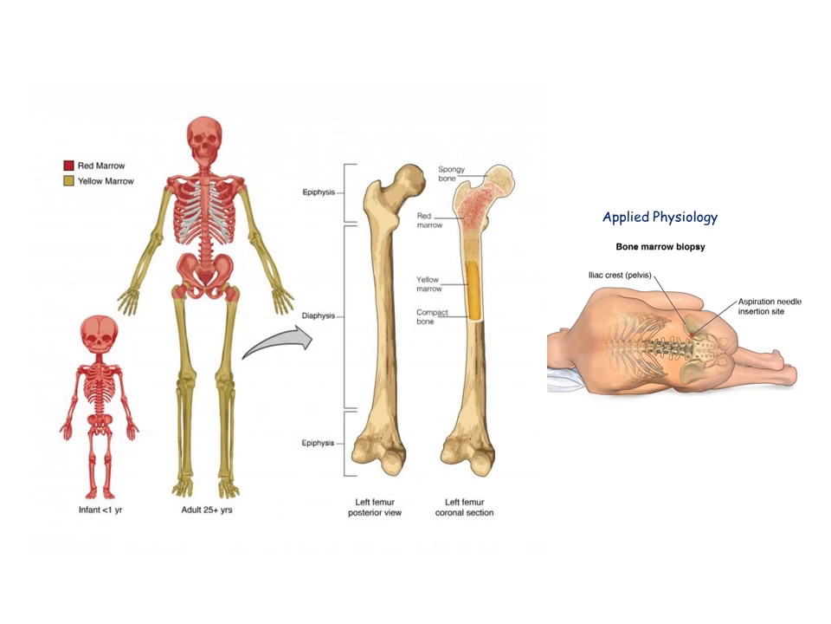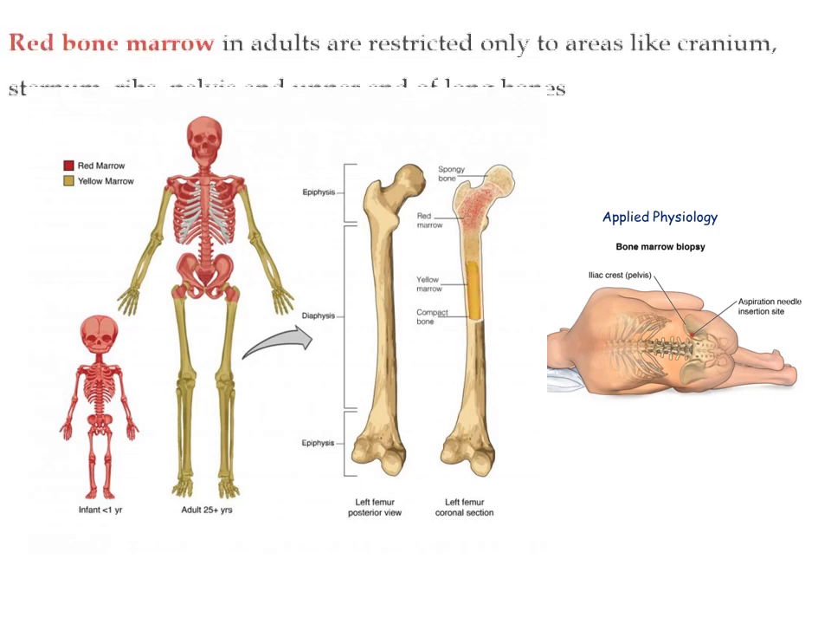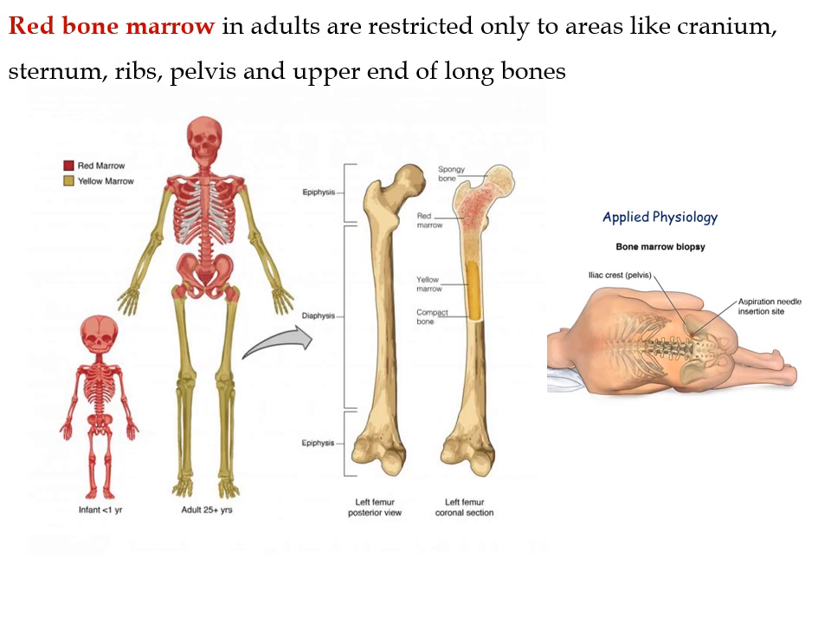Whereas in the case of an adult, most of this red bone marrow gets replaced by yellow bone marrow due to accumulation of fat. You can see in this picture, the red bone marrow is restricted only to the tips, whereas the central areas are mainly yellow bone marrow. So these are the locations where the red bone marrow is restricted in an adult: the cranium, sternum, ribs, pelvis, and the upper end of long bones.